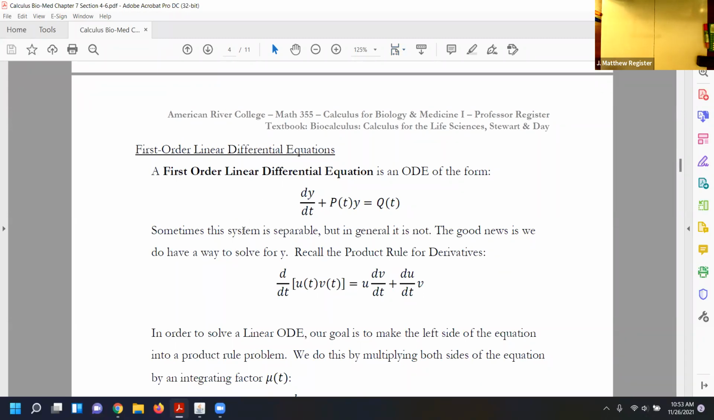Let's just write this differential equation out, and then I'll show you how we develop the solution to it. It would look something like dy/dt plus p of t times y equals q of t. And so this is a first order linear differential equation.